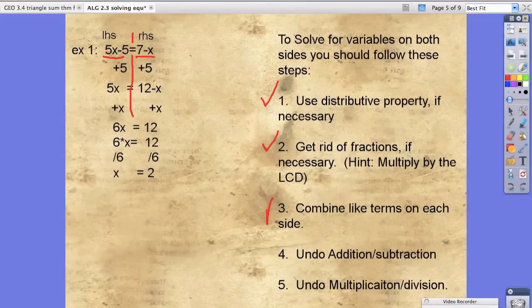So now we were able to undo the addition, and then right here where the 6 is, we undid the multiplication and division. So let's try another one.